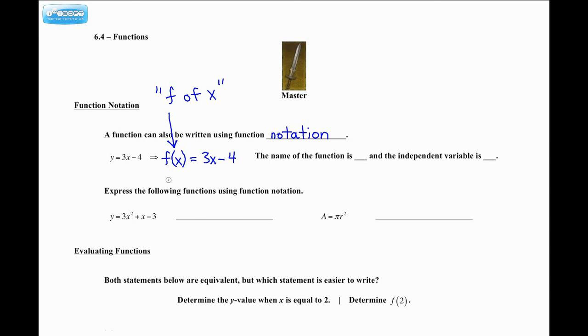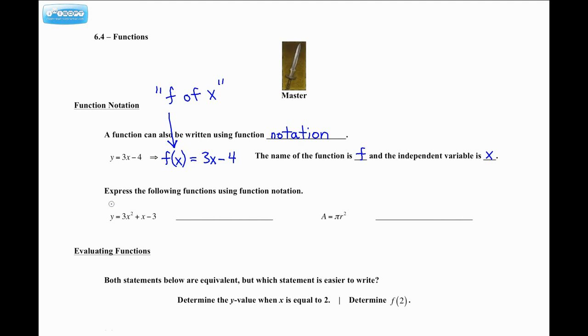Okay. So again, the name of the function is f. I could have chosen a different letter. And the independent variable is x. Okay, there it is. So we just list it here. So let's try a couple of examples.